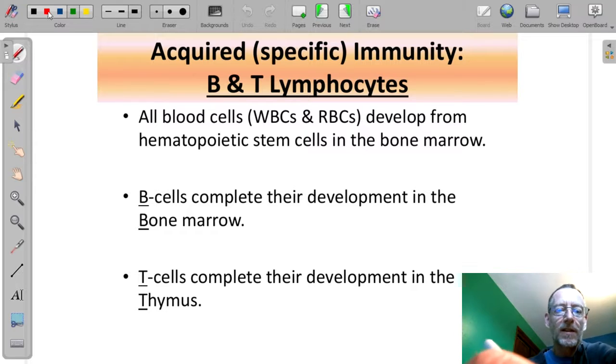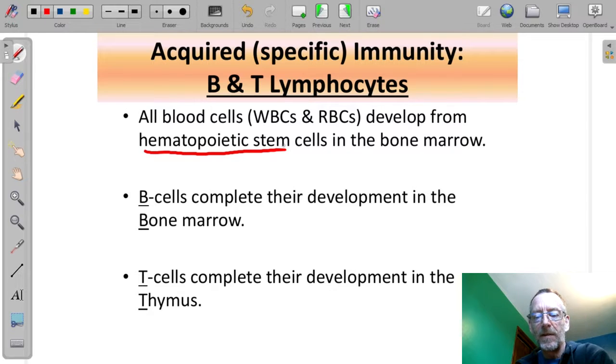So keep in mind that all blood cells, both white blood cells and red blood cells, begin their development in the bone marrow, arising from hematopoietic stem cells, and B cells, B lymphocytes, go on to complete their development in the bone marrow. The T cells leave the bone marrow immature, circulate, and then go to the thymus. So T for thymus, which is where the T cells complete their development.